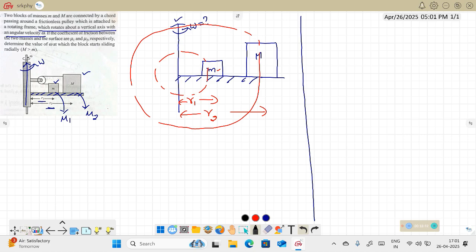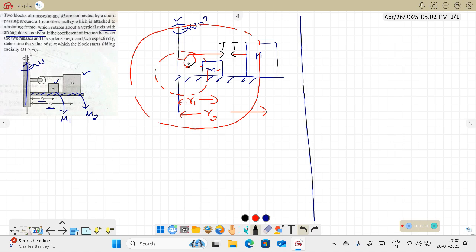In the diagram, M1 and M2 are not independent. They are connected internally with a string. Here I have taken a pulley, and the string is connected using the pulley. If you take the free body diagram, it clearly indicates the direction of the forces. Along the string there is a tension acting, and this is the direction of the tension. Along the string we always have a tension.